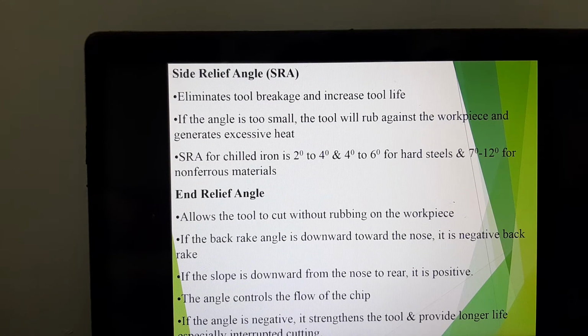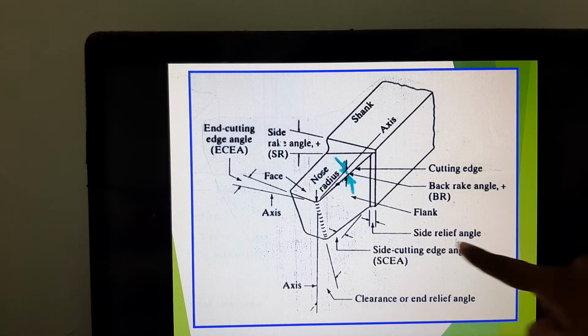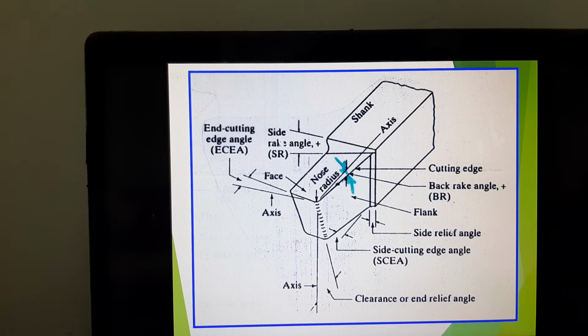Secondly, side relief angle. Which is the side relief angle? If you look at the diagram here, this is your side relief angle. Yeah, this is your side relief angle. You see, side relief angle basically separates your nose from the shank or the body of the cutting tool.